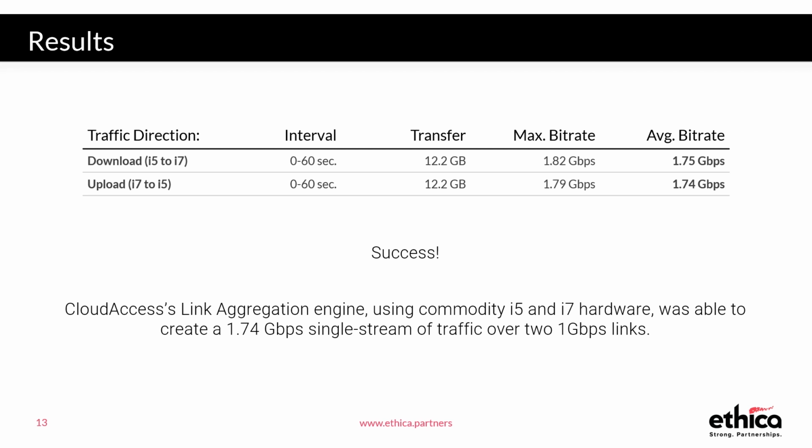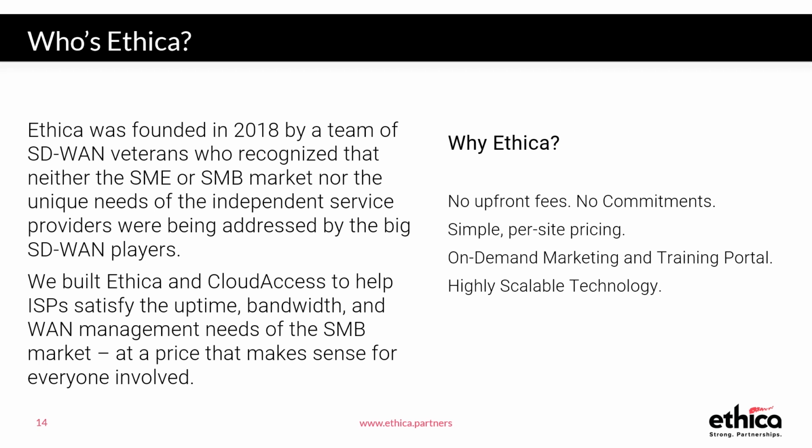The results. We were able to run two tests, both iPerf, both lasting 60 seconds. We were able to transfer both in the upload and download 12.2 gigs, at a maximum bit rate on the download of 1.82 gigs, and on the upload, 1.79. The averages are about the same, 1.75 and 1.74 respectively. To answer our initial question, yes, we can provide a bonded throughput of near 2 gigabits per second using two single gig connections.